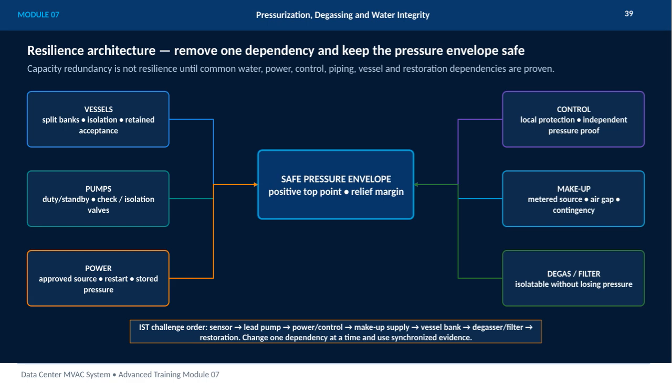Finally, the Integrated System Test Challenge follows a strict order, starting from sensors and moving through lead pumps, power and control, makeup supply, vessel banks, degassers, and restoration. By changing one dependency at a time and using synchronized evidence, we can confidently prove resilience at every step.